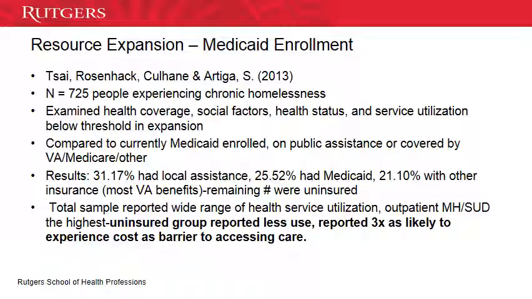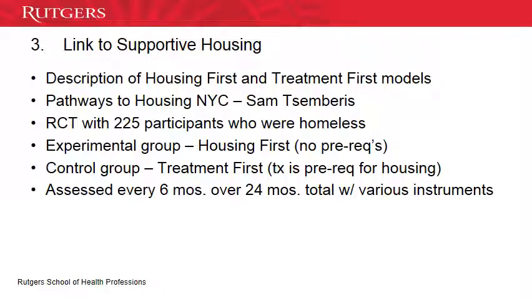Now I'm going to be talking about supportive housing and the importance of linking people with supportive housing in their community. The model that would be preferred is the housing first model, though we do see a prevalence of treatment first models in the community as well, which were established during the time of the continuum of care model.